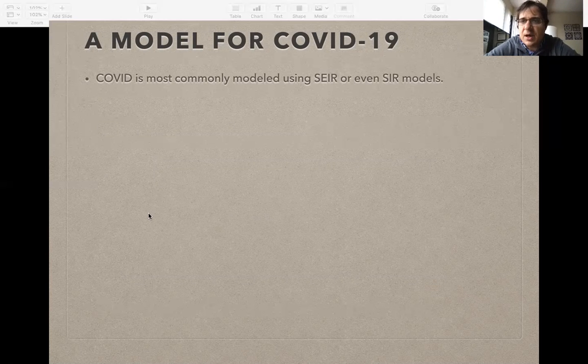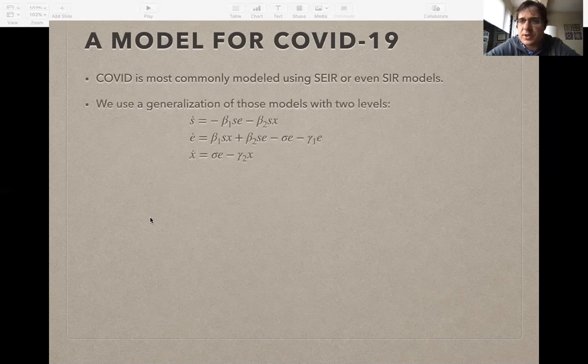I want to actually talk about a more general class of models that contains SIR and SCIR as special cases and captures some of the intuition of what happens with a disease like COVID. But maybe COVID, maybe something else. This is kind of more general.